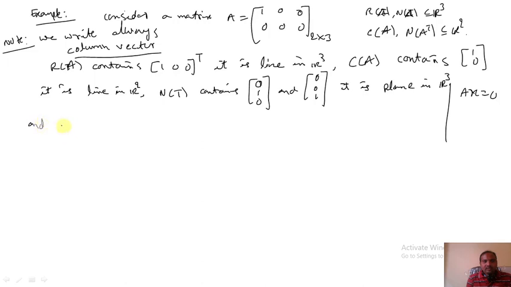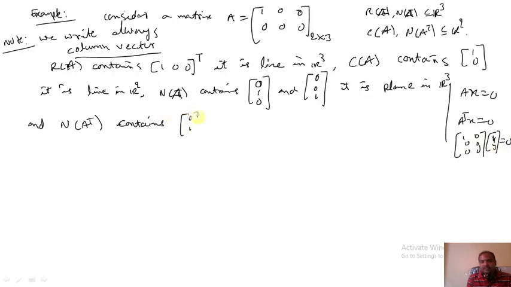And the last one, the null space of A transpose. What does it contain? It is the solution set of A transpose X equal to 0. Take any (X, Y) in R2 and solve this equation. We get X is 0, and Y is non-zero, so the solution is the spanning of this vector. It is a line in R2.